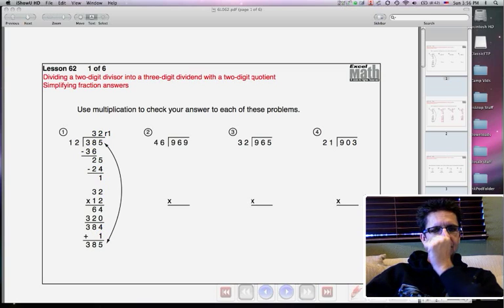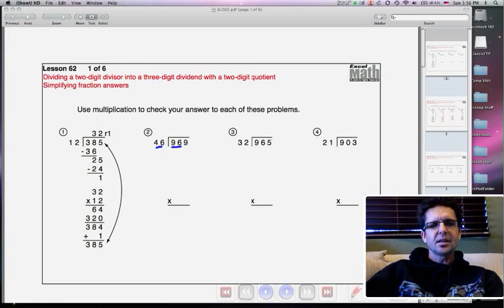Let's go ahead and do number 2 together and try to keep up with the video. Just leave the video running as you're doing this and fill in the answer on your paper as you go. 46, first of all, does 46 go into 9? Of course it doesn't. So you have to say, does 46 go into 96? Yes, it does. And it goes in at least once. So let's guess and check.